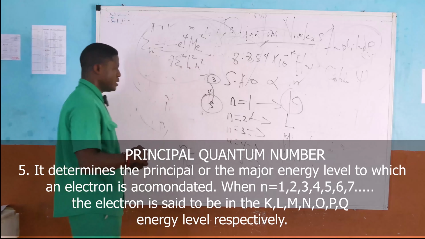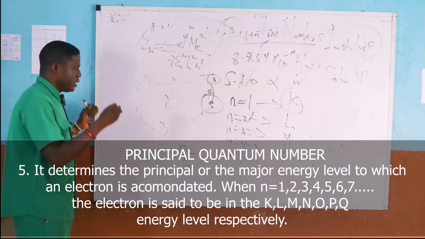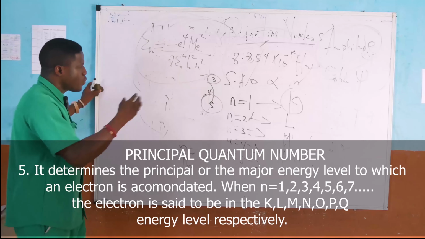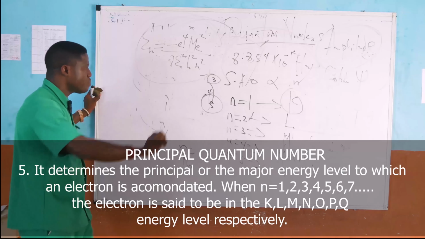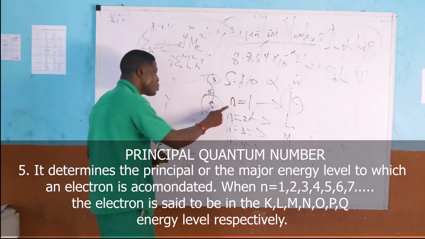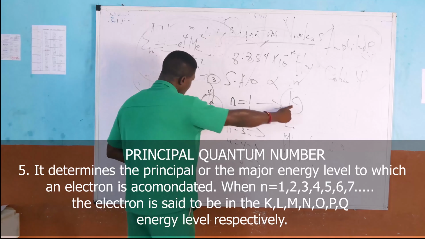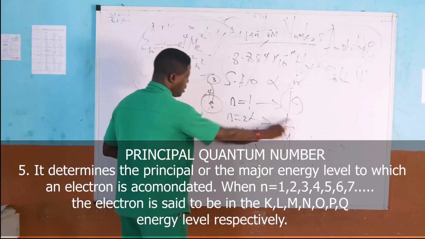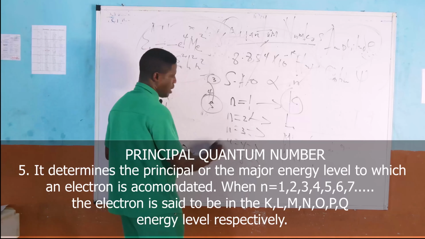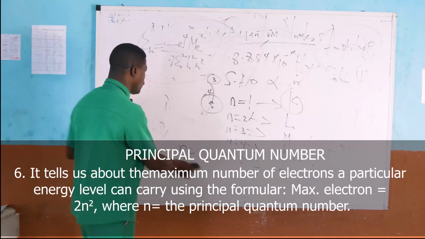So yes, the major or principal shell of the atom is equally determined by the principal quantum number. For a principal quantum number of 1, you have the K shell. For a principal quantum number of 2, you have the L shell. And of course 3, you have the M shell, and so on and so forth.